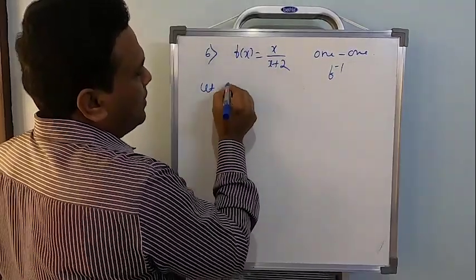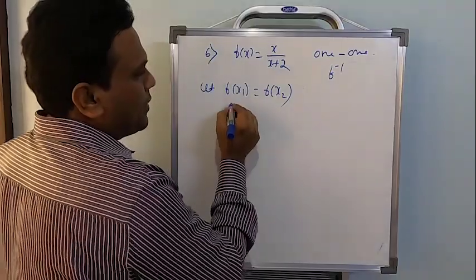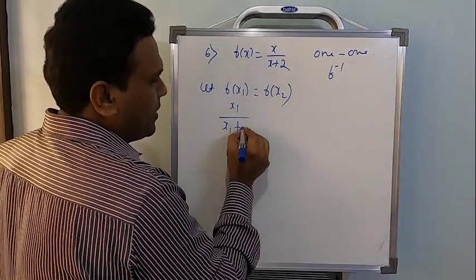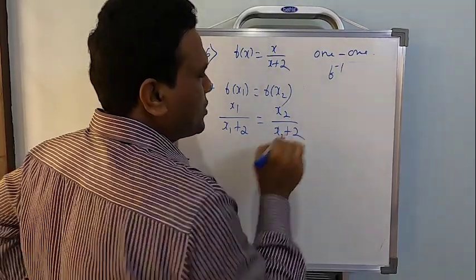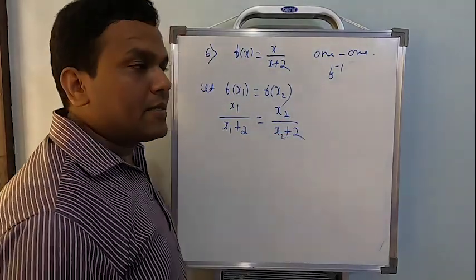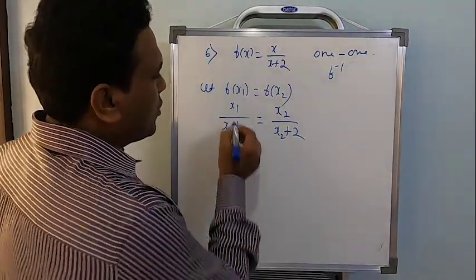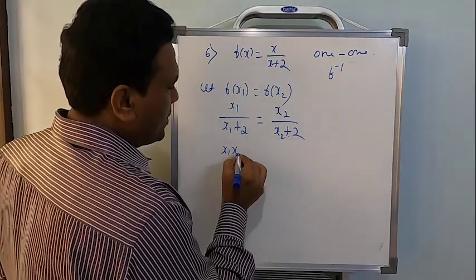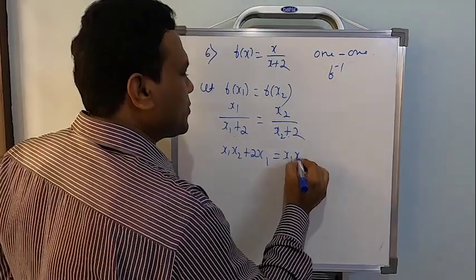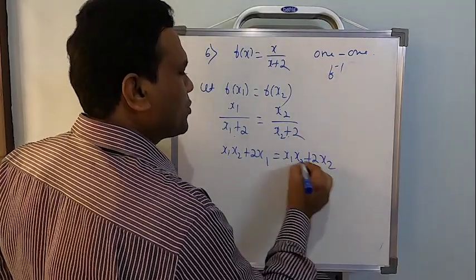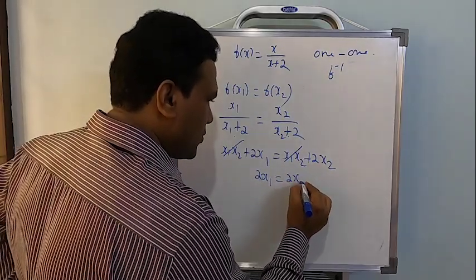Now let me go for it. So to check for 1-1, let's consider f of x1 equal to f of x2. F of x1 is x1 by (x1 plus 2), which is equal to x2 by (x2 plus 2). Cross multiply, simplify. Remember, it's show that already, so x1 should be equal to x2. So let us cross multiply these two: x1 x2 plus 2x1. If I cross multiply here, x1 x2 plus 2x2. Eliminate x1 x2. The remaining is 2x1 equal to 2x2.